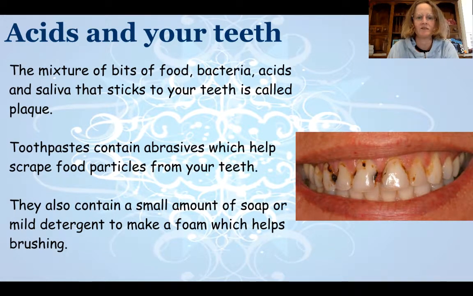If you want to prevent tooth decay, you need to use toothpaste, because the toothpaste has abrasives in it which will help to scrape away any food particles from your teeth, and it'll also scrape away the hard material, which is a mixture of bacteria and acid and saliva that sticks to your teeth. That's the stuff called plaque. The toothpaste also contains a bit of soap or mild detergent, which helps to foam up and helps to neutralize acid in your mouth.